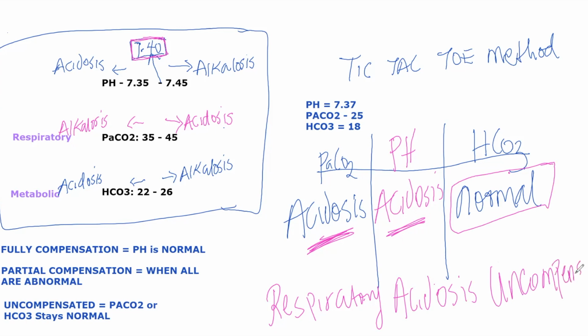So we have an uncompensated situation. So once again, guys, whenever you have HCO3 or PaCO2 not getting out of their normal range to help our situation, we have an uncompensated situation. But whenever you have all three of them out of their normal range, trying to salvage the situation to take us back to homeostasis, we have a partial compensation. And the only time we have a full compensation is when our pH is normal. All right, so before we round up, we're going to do a few examples so that we can put everything we've learned today all together.